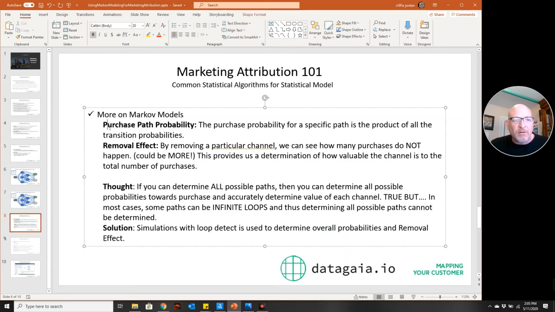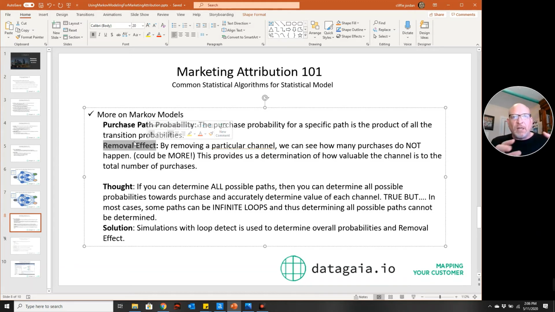More on Markov models really quick. We've talked about this already. The purchase path probability, what we just talked about, you can calculate that probability for every path. The last thing I want to talk about is called the removal effect. And what the removal effect is, this is how we can actually determine, for every channel, how many of the purchases and how many of the dollars or the euros that particular channel was responsible for. This is how you do it.